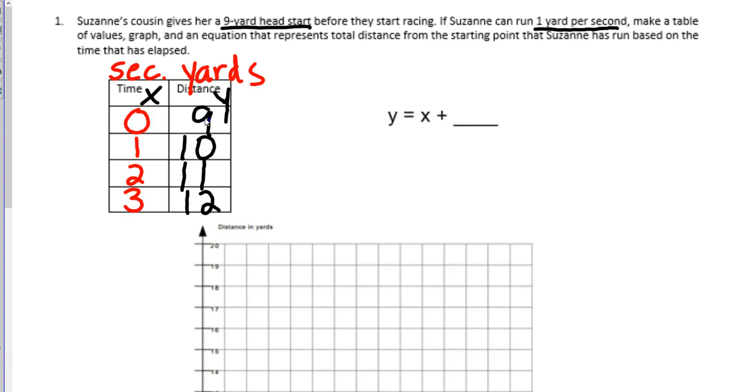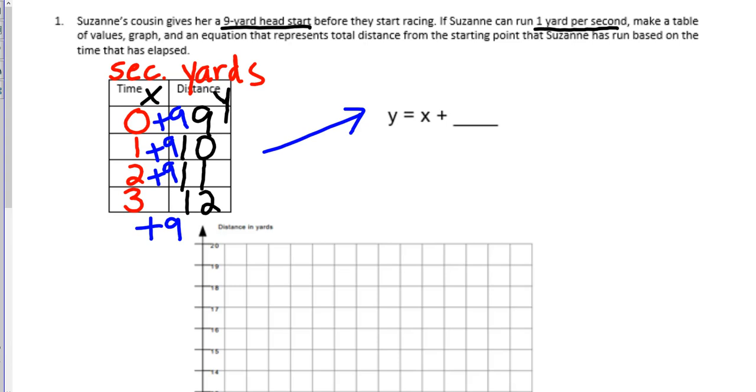Added 9. Yes, so this is an additive relationship because each time another second passes by, we're adding 9. It works for all of these. 0 plus 9 is 9, 1 plus 9 is 10, 2 plus 9 is 11, and 3 plus 9 is 12.